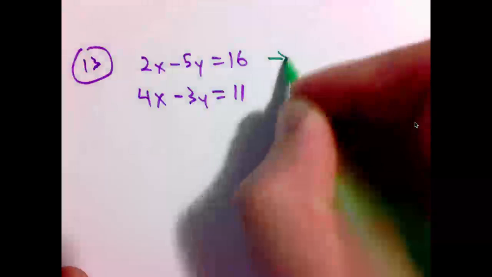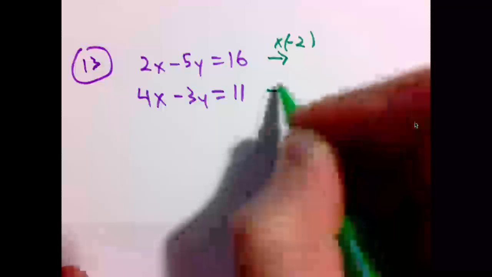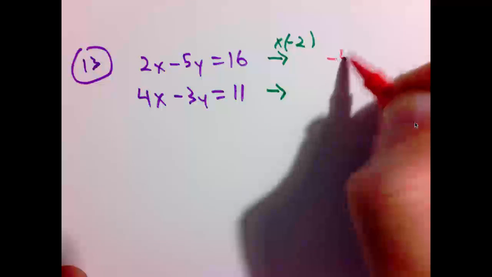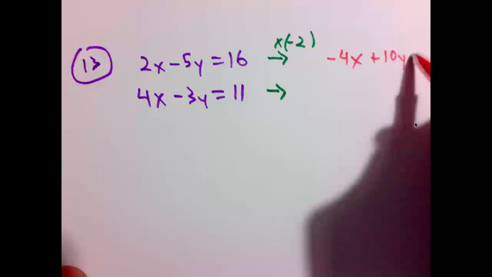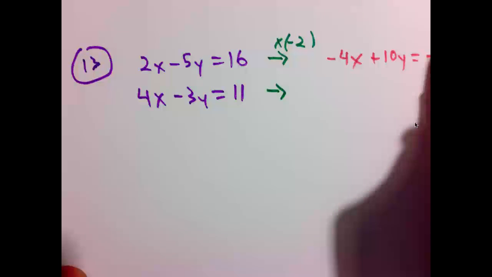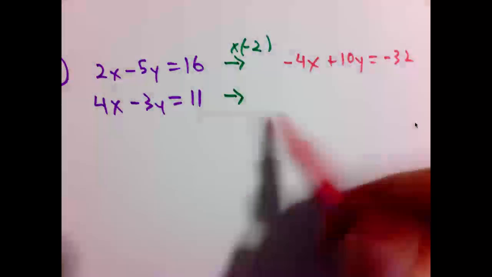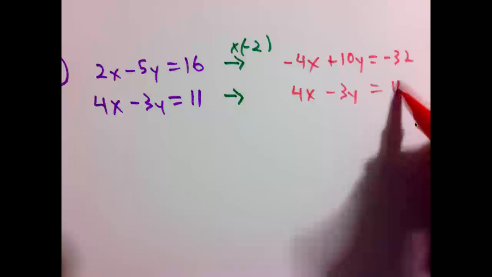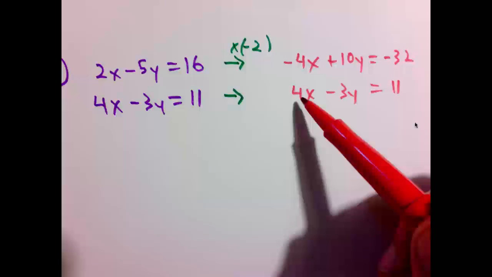I'll show that at this time. Multiplying the top equation by negative 2, leaving the bottom equation alone. Alright, 2x times negative 2 is a negative 4x. Negative 5 times negative 2 is a plus 10y. 16 times negative 2 is a negative 32. Multiplying all parts of it. This one we leave the same: 4x subtract 3y equals 11. Now we've obtained our additive inverses. This is what we're looking for. Negative 4x and positive 4x sum to 0.